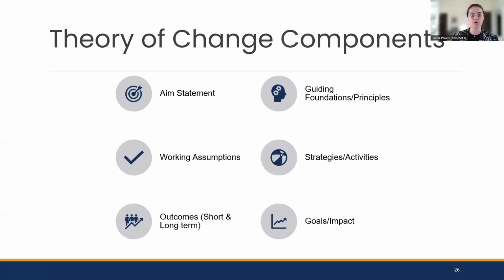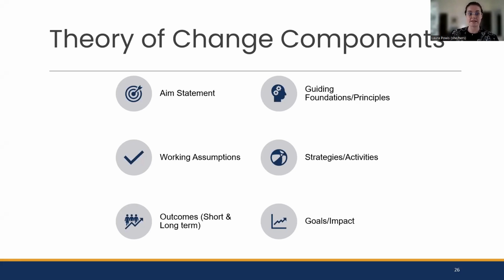Next slide, please. It's really important to note there is no one right way to make a theory of change. There is no one template. We offer one in our resource directory for you all to use, but there are so many different ways to build out a theory of change, and they're all right. They are all tailored to meet the individual needs of the organization and the project that you're building the theory of change for.